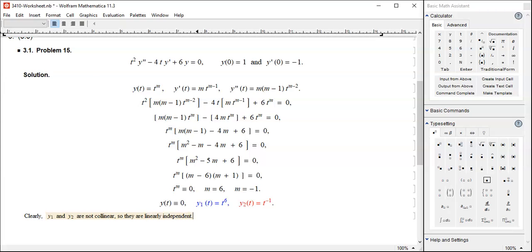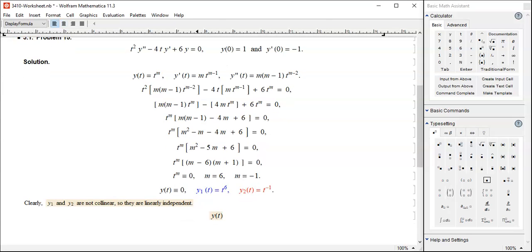So they are linearly independent. Take the ratio, and that's not a constant. You can clearly see that. If you want Wronskian computation, go ahead. I don't prefer Wronskian, but there are people who require Wronskian. Okay, and then let's go ahead with the final solution here.